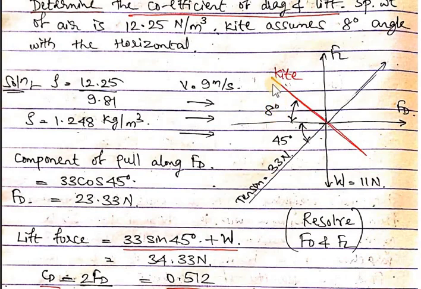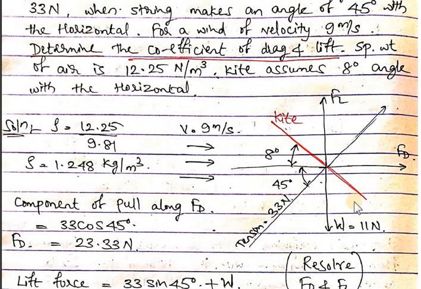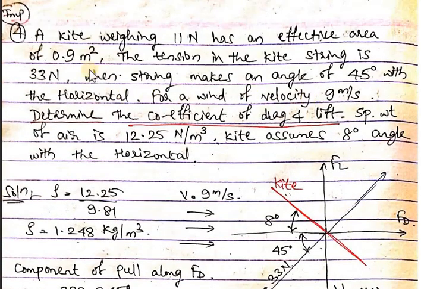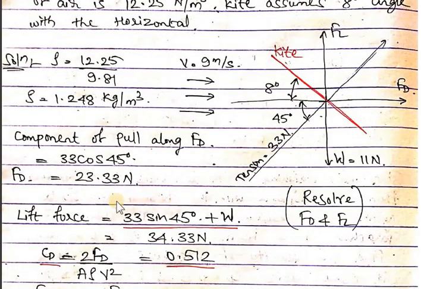After conversions, the component of the pull along FD means the drag force. If you resolve the 33 Newton force in the drag direction, the horizontal direction, the force is around 23.33 Newton. That is nothing but the drag force.